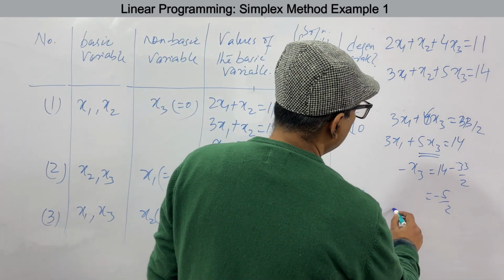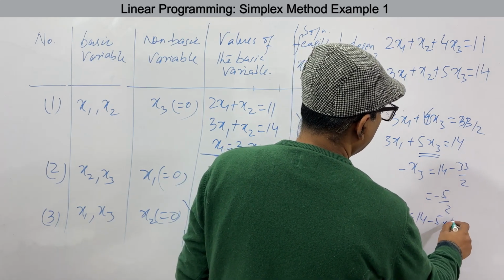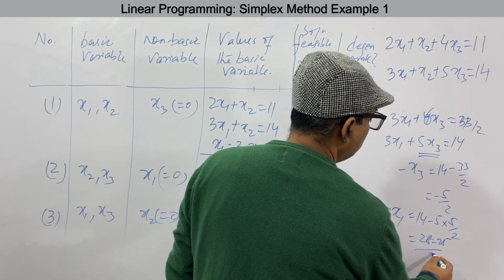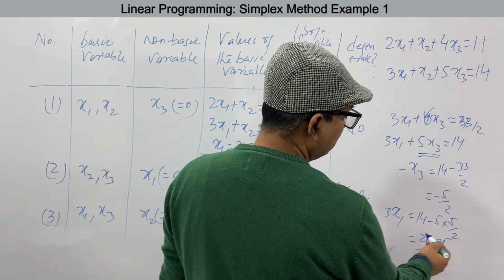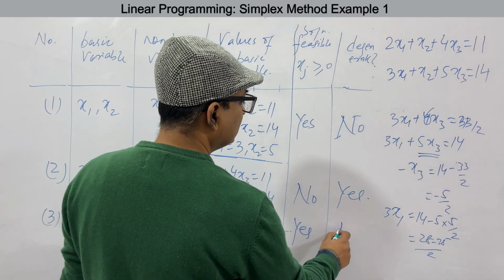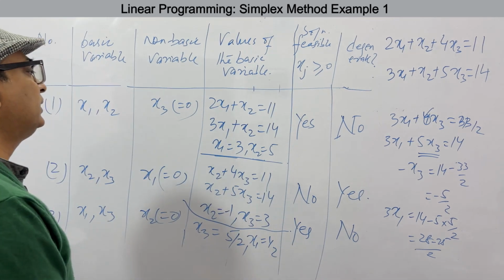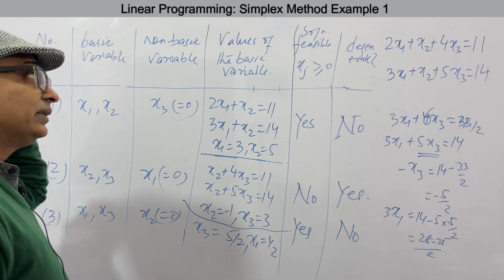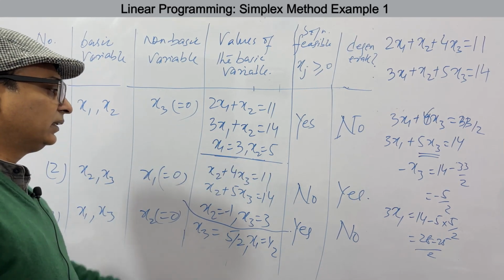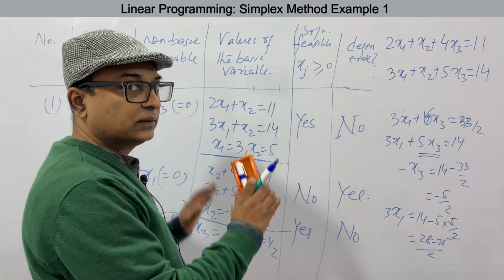Now when x3 is 5 by 2, thrice x1 is equal to 14 minus 5 into 5 by 2. So this is 28 minus 25 by 2. So what you get? 28 minus 25, that is 3, so the 3 cancels. x1 is half. So x1 is half. So again, this is feasible. The solution is feasible, and this is not degenerate. Okay. So this is the way we take basic variables and non-basic variables, and we see whether the solution is feasible or not. The most important thing to consider is whether the variables that we are getting are positive or not.